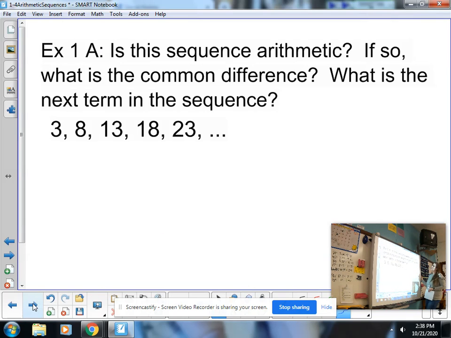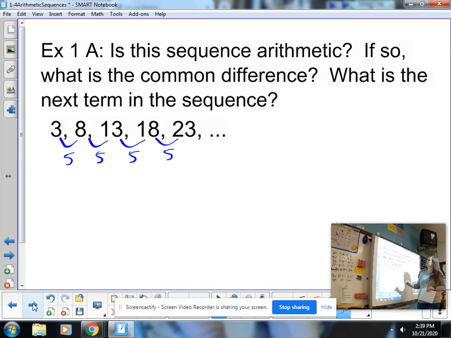So example 1: we want to know if this sequence is arithmetic, and if so, what the common difference would be, and what is the next term in the sequence? To find out if it is arithmetic, you want to see what the difference between terms is. To go from 3 to 8, I would add 5. 8 to 13, I'd add 5. 13 to 18, I'd add 5. 18 to 23, I would add 5.